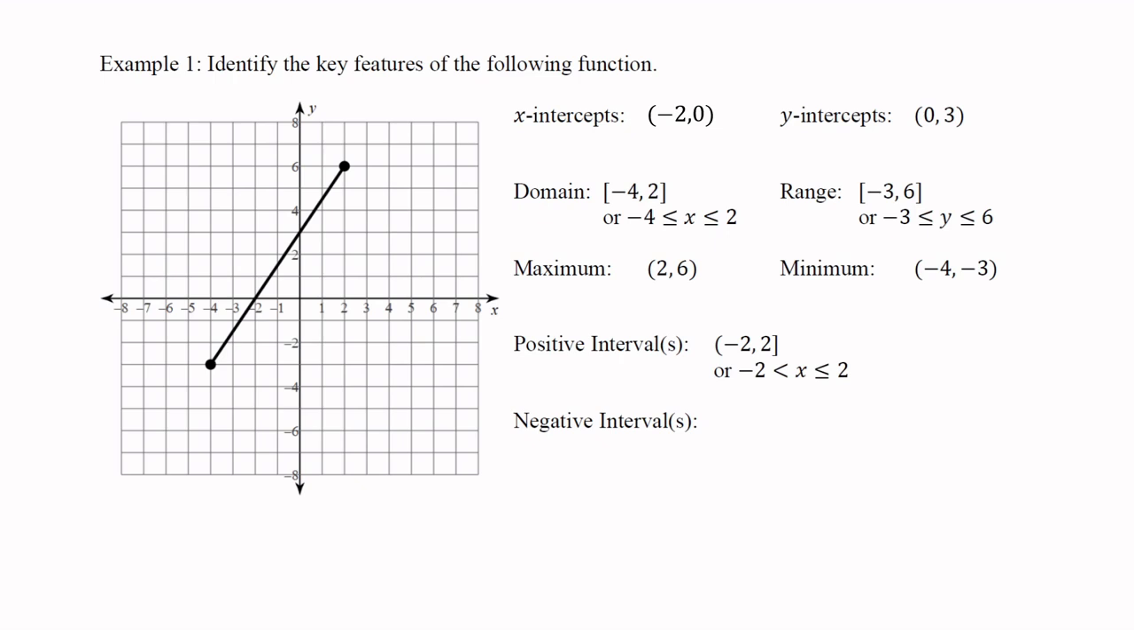Our negative interval is the other side of our x-intercept, -4 to -2. That's where we're below the x-axis. So we include -4, but again, we do not include -2.